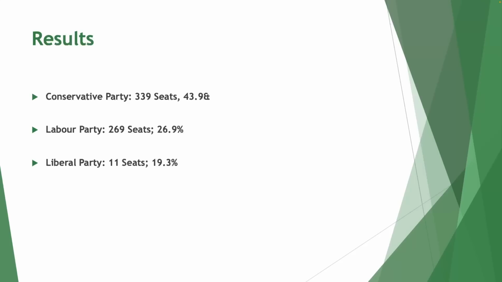So clearly, this is a major landslide victory for Thatcher and the Conservative Party. The voter turnout was relatively high at this point, at 76%. However, it was still slightly lower than the 1974 election, which saw a turnout of 79.7%. So clearly, this is a very good result for the Conservative Party under Thatcher.